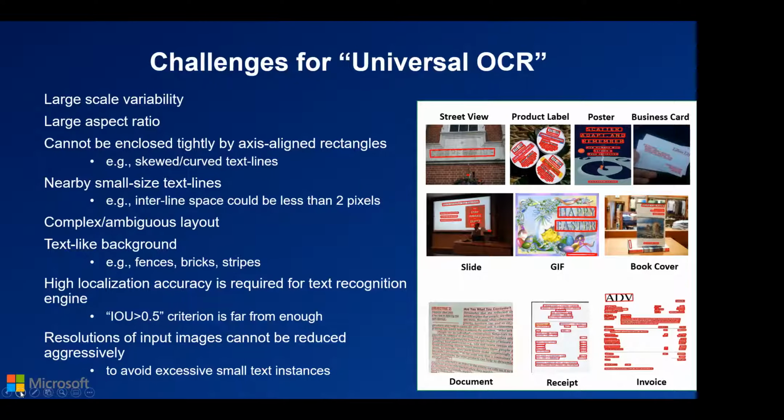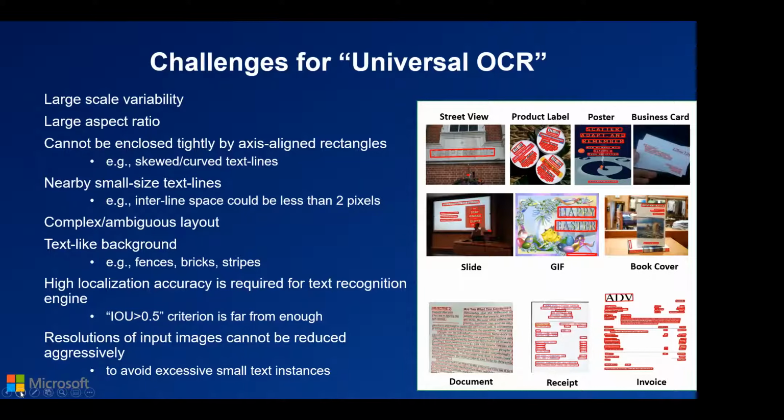So first, there's huge, large-scale variability across all these images. Text lines in these images tend to have a very large aspect ratio. This is in contrast to object detection, where 1:1, 1:2, 1:3 aspect ratios are usually sufficient to capture most objects. But for text lines, it can be 10:1, 20:1. Many of these text lines in natural images are not axis-aligned, so they can be skewed, or even curved. And how do we detect that kind of text reliably is a big challenge.